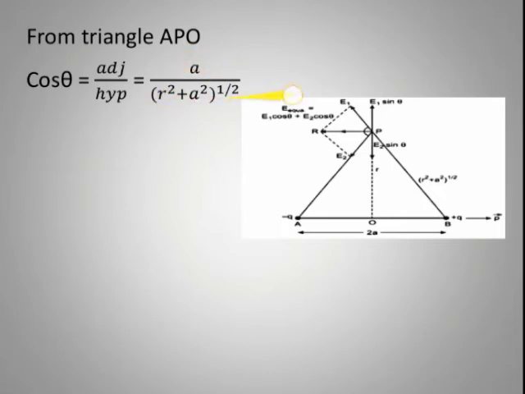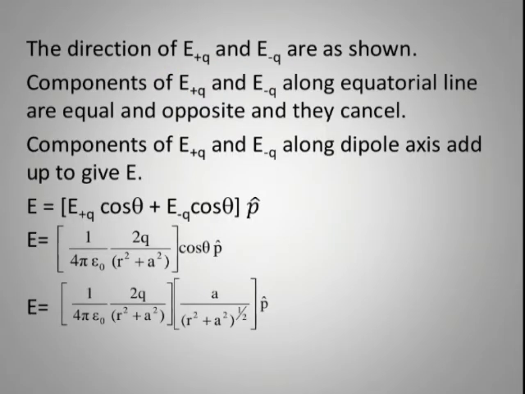Now your hypotenuse, the longest side of your triangle, what is the value of this one? It is r square plus a square to the power of half. This is according to your Pythagoras theorem. So you got your cos theta. Now as you have learned how to calculate your cos theta, you take this value and just put it into this formula. Hope I'm making it very clear with my explanation.